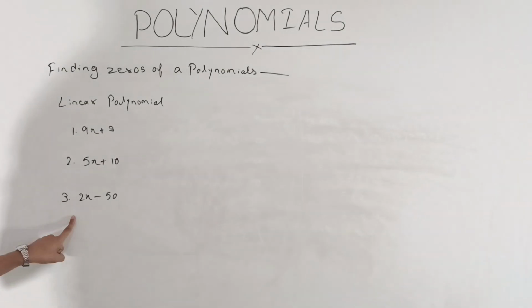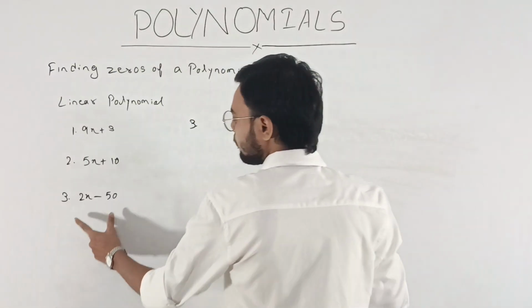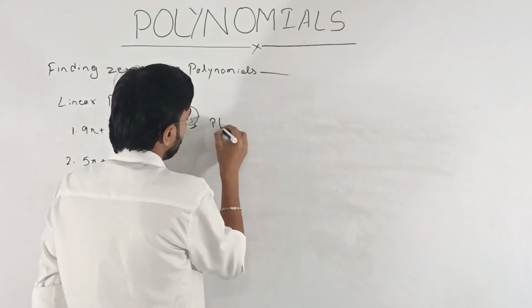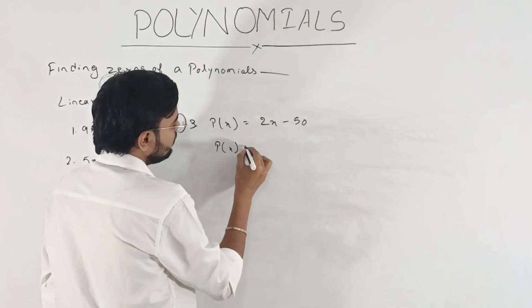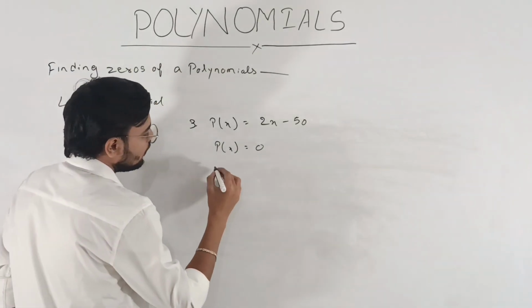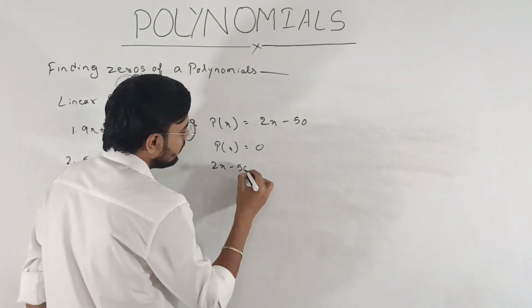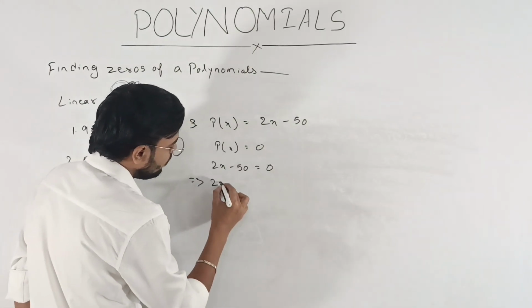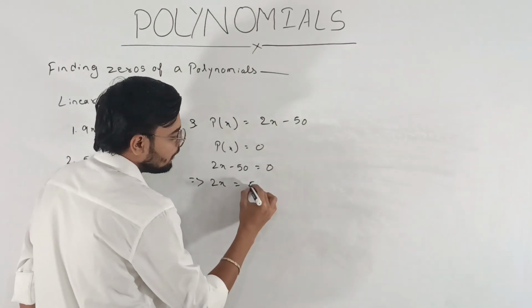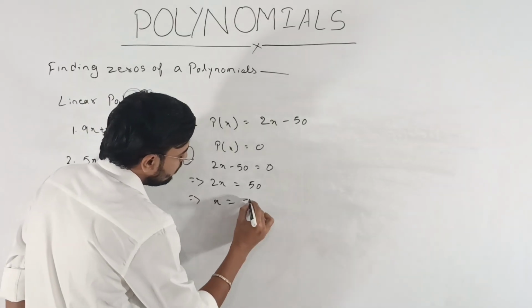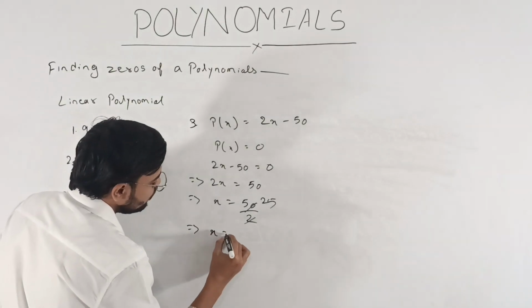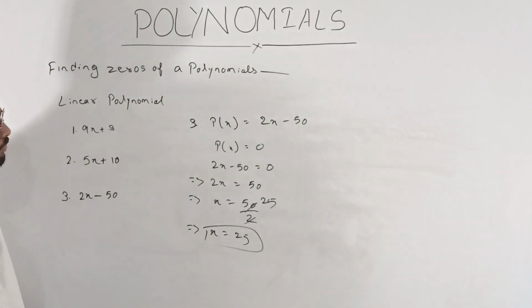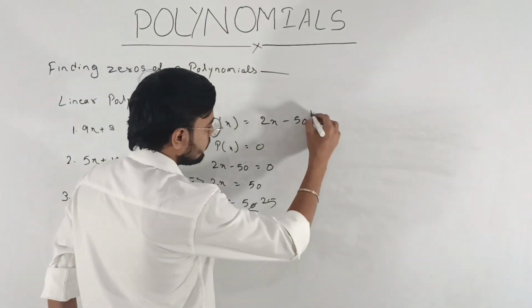Now let's solve our next problem, that is 2x minus 50. The third polynomial p(x) is equal to 2x minus 50. First step, do p(x) equal to 0. Then 2x minus 50 is equal to 0, so 2x is equal to 50. Now x is equal to 50 upon 2. This cancels, 50 by 2 is 25. Then x is equal to 25. Now 25 is the zero of this polynomial. Let's check it.